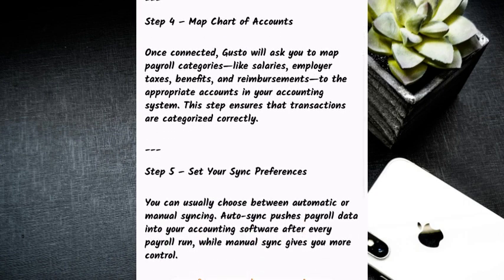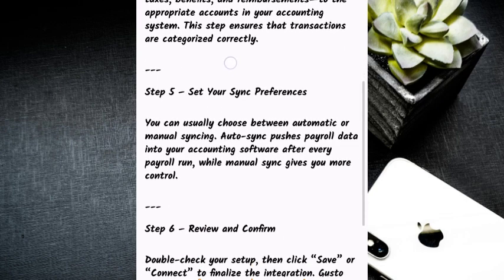Step 5, set up your sync preferences. You can usually choose between automatic or manual syncing. Auto sync pushes payroll data into your accounting software after every payroll run, whereas manual sync gives you more control.